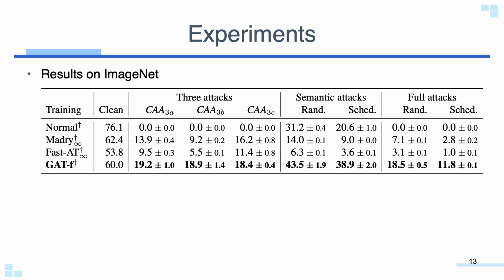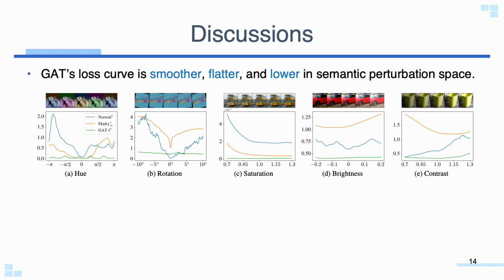Similarly, results on ImageNet also show that GAT model can achieve the highest robust accuracy. More experimental results can be found in our paper. When we visualize the model loss landscape over the semantic space, we found that GAT has a smoother, flatter, and lower loss curve compared to other models. This shows that our proposed GAT algorithm can indeed train models that are robust to composite adversarial perturbation.